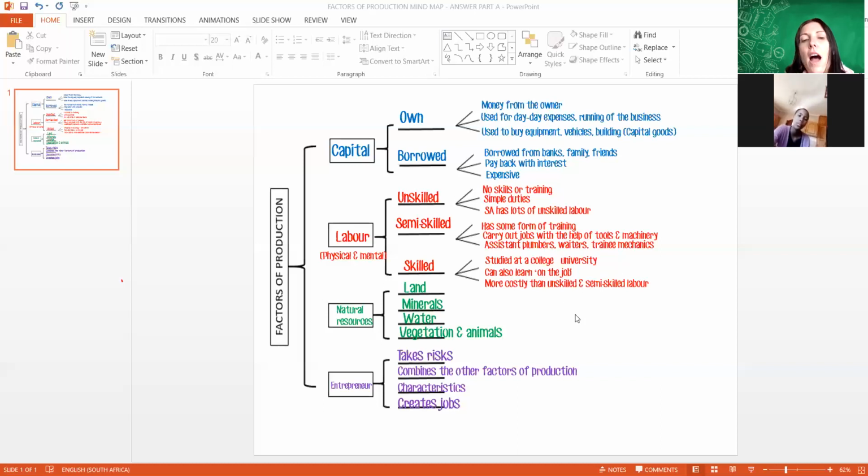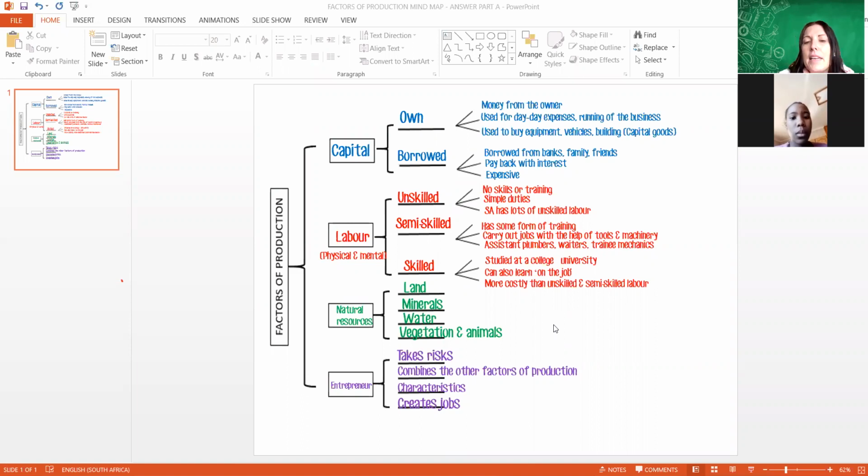Good. Then we went on to natural resources. Who of you has got something else or something that you want to add there? I wrote, it's your normal land, so your farming land that you would need to plant crops and so on. Minerals that we extract from the earth. We need water. Even air could be classified as a natural resource.